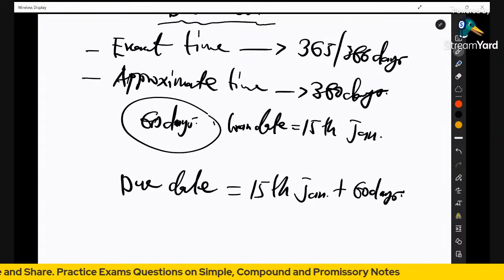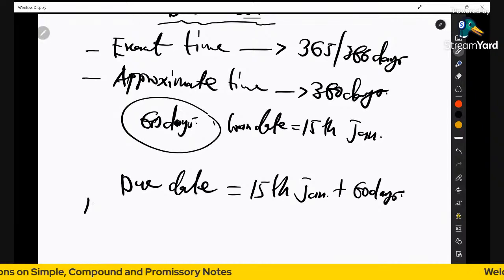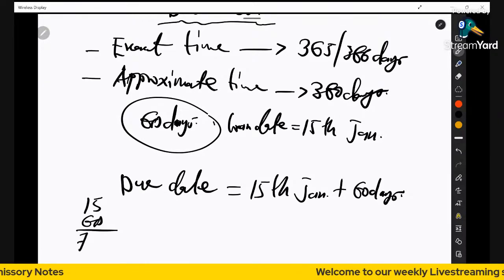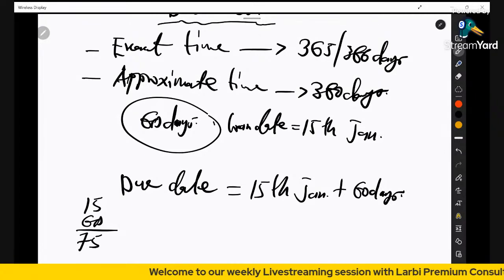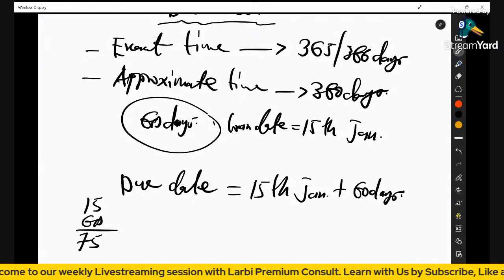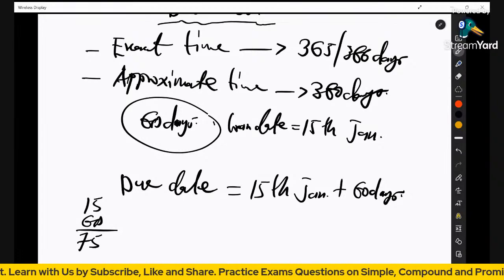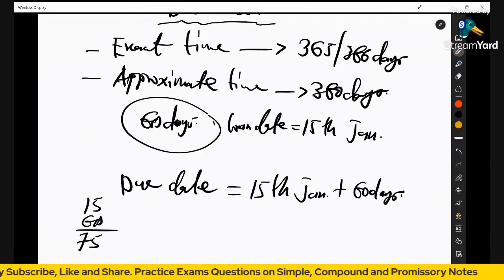But since we are asked to calculate the due date for the exact time, the simplest way to go is to just deal with the numbers. So when I add 15 plus 60, what am I getting? I'm getting 75. Once I get that, that is fine. The next question I'll ask myself is, which month was the loan contracted? In other words, what is the loan date? That was in January, right? So I ask myself a big question again: how many days do you have in January?